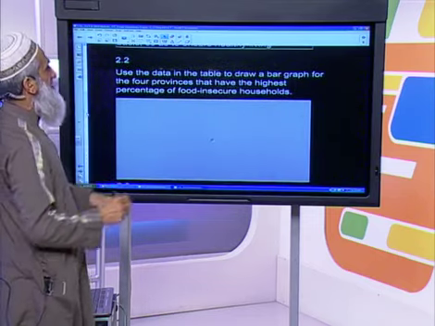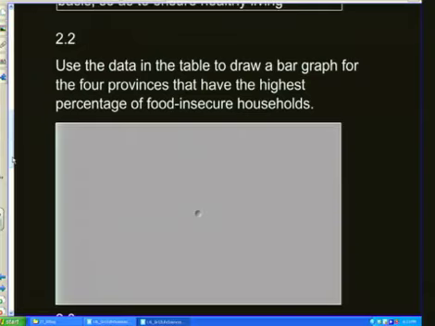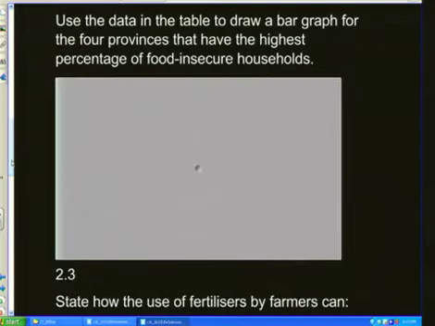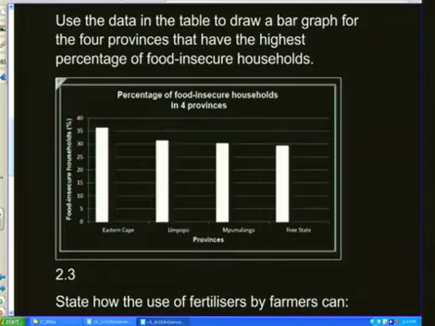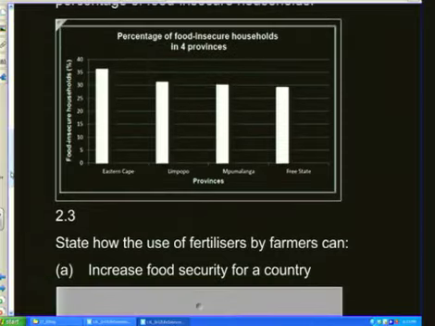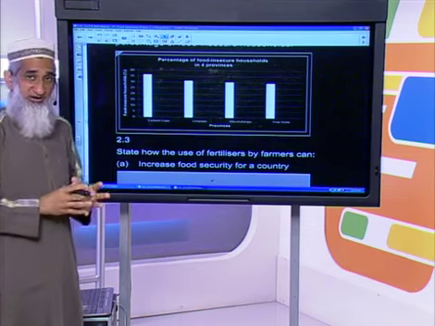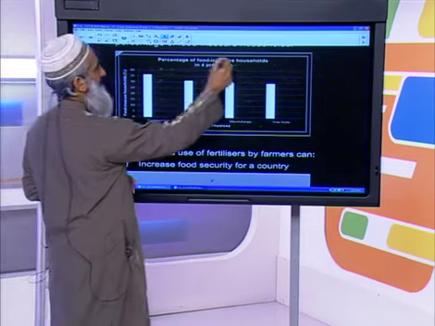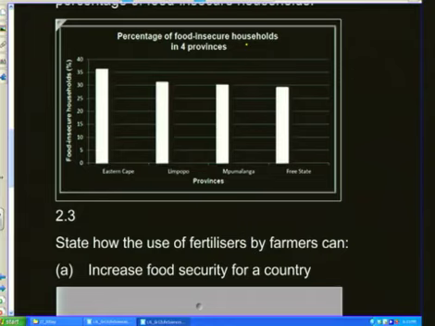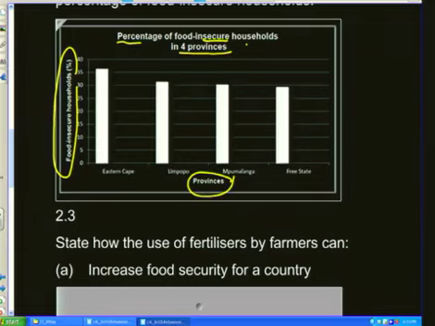Use the data and table to draw a bar graph for the 4 provinces that had the highest. Now I can't ask Tola to do it from there or Yunus to do it from there. So I'm just going to open the graph and we're going to rush through this one because over the last few weeks we have dealt with the skill of graph drawing. Remember, the graph must have a title and it must have both the variables, percentage of food insecure households in 4 provinces. It must have a heading on the y-axis and the x-axis: provinces and food insecure households.